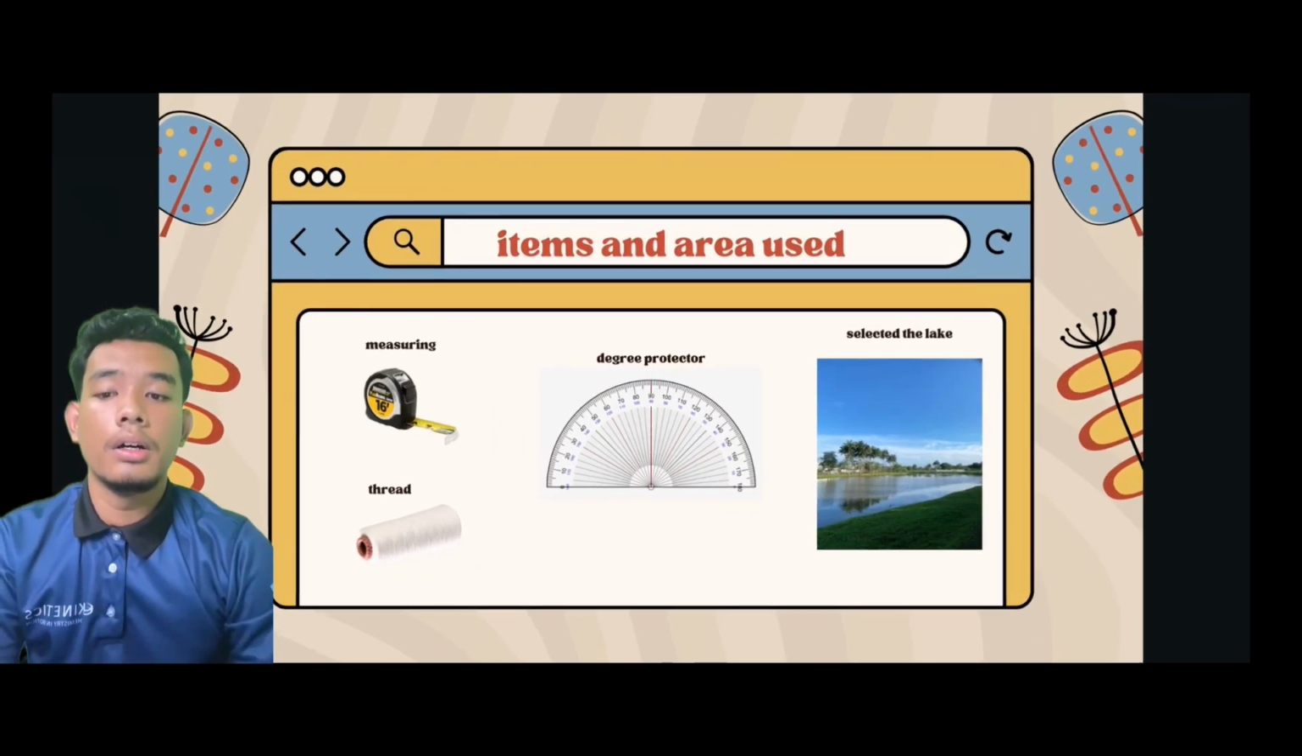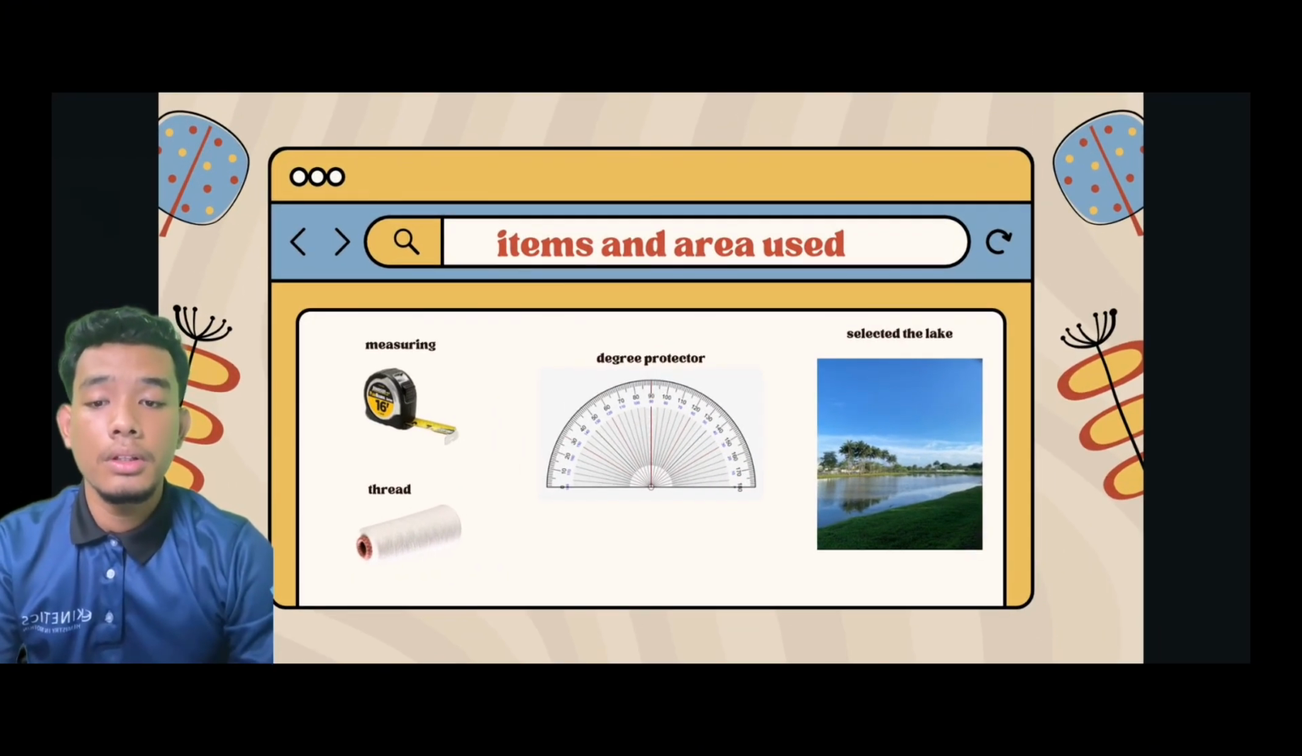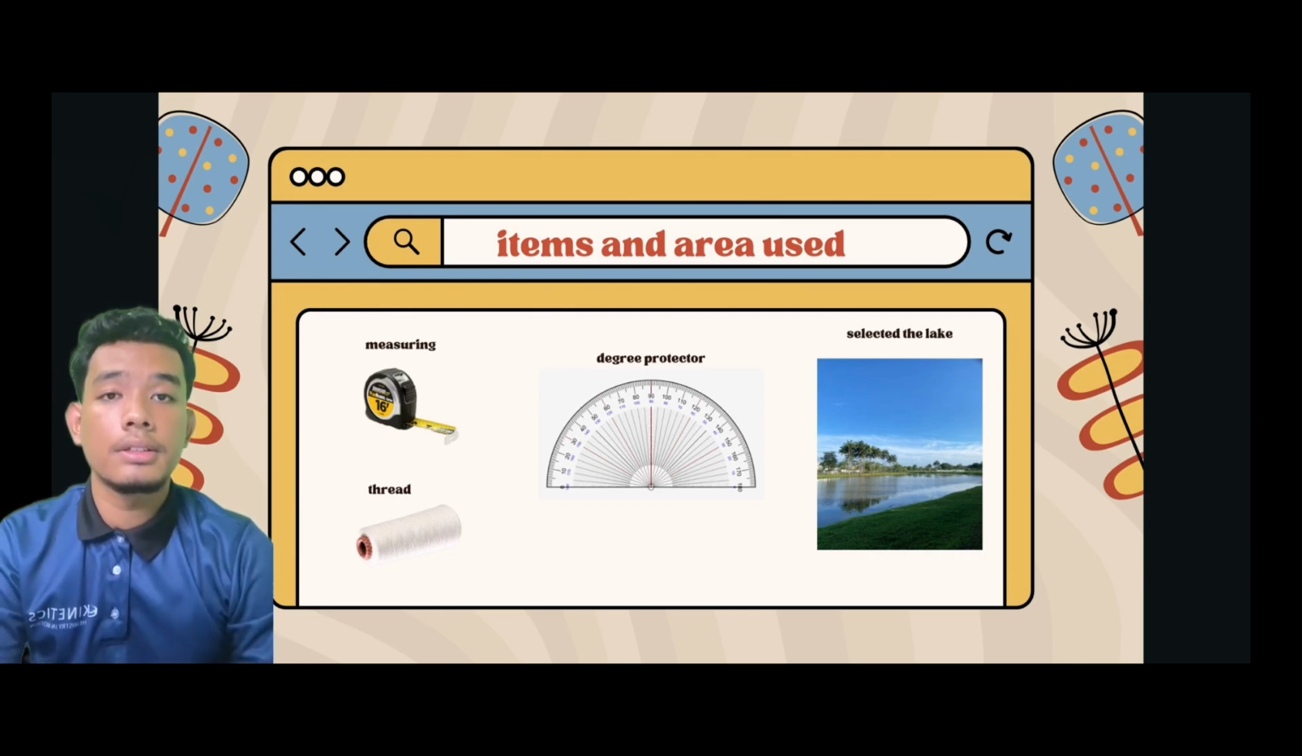Here are examples of tools my team is using to measure angles and distances. We have a measuring tape, thread and degree protector. My team selected the leg to do the task. Furthermore, the degree protector and thread we use to measure the angle at the leg.